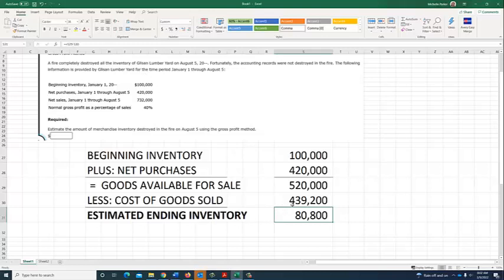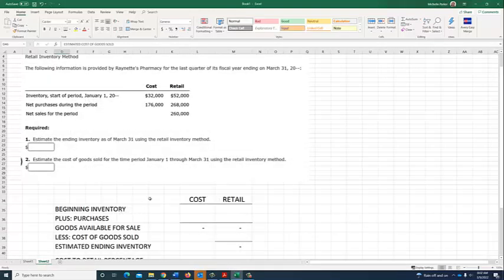So the only thinking pretty much you have to do for this problem is calculating the cost of goods sold. So if you were given a gross profit percentage of 30, then you would know the cost would be 70%. If you were given a gross profit percentage of 25%, then you would know cost of goods sold would be 75%.